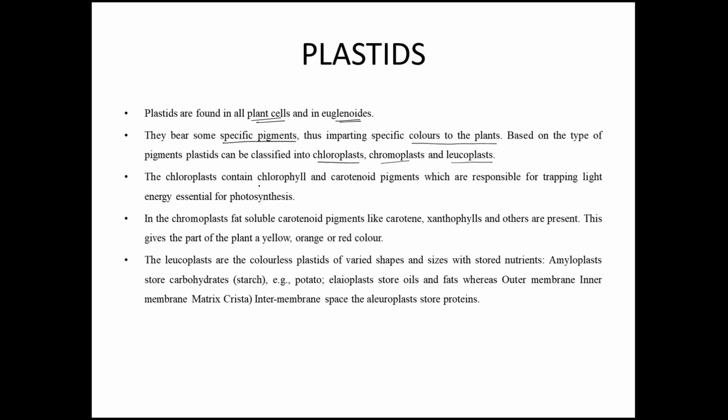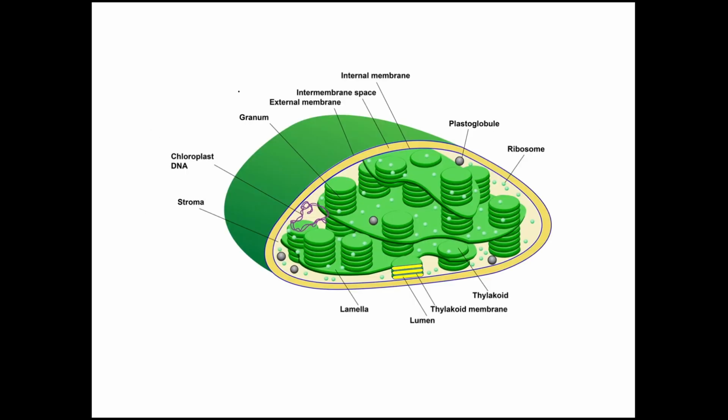Chloroplasts contain chlorophyll and carotenoid pigments which are responsible for trapping light for the process of photosynthesis. In the case of chromoplast, fat soluble carotenoid pigments like carotene and xanthophyll are present. And the last one, leucoplasts, are colorless plastids of various shapes and sizes, and they store nutrients. And this is the structure of a plastid.